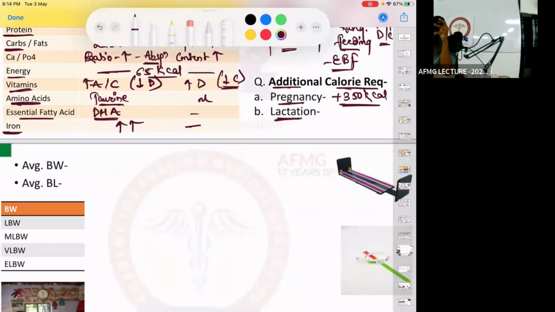Additional calorie requirement during lactation: one answer should be, but if they ask you 6 to 12 months, 520. In the first 6 months, only lactation, 600.